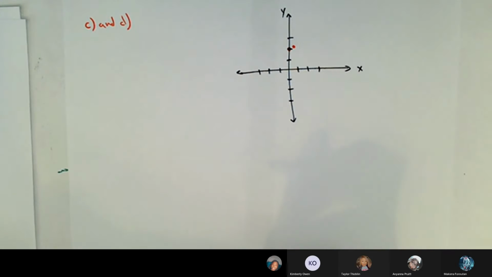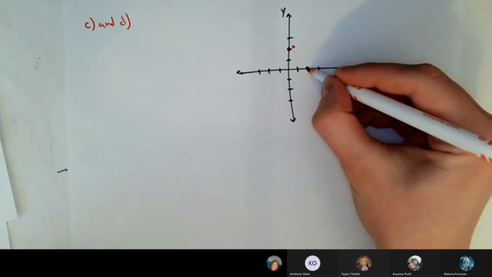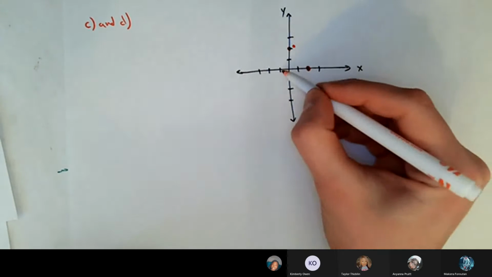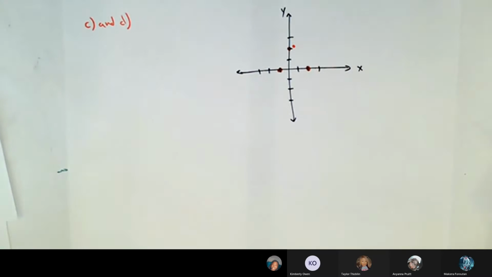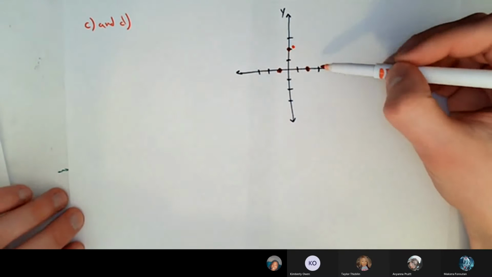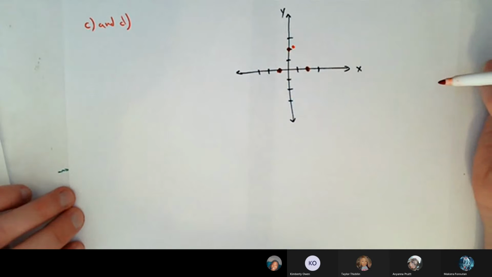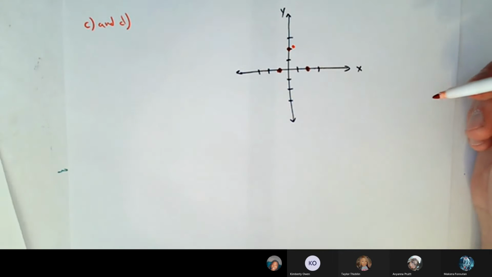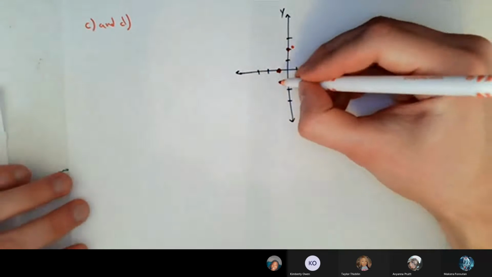Then my x-intercepts were (2, 0), so that's all the way over here, and (-1, 0), which is right there. So I'm getting an idea of the shape of the parabola here. Clearly it's pointing down, which I already knew because its leading coefficient was negative.